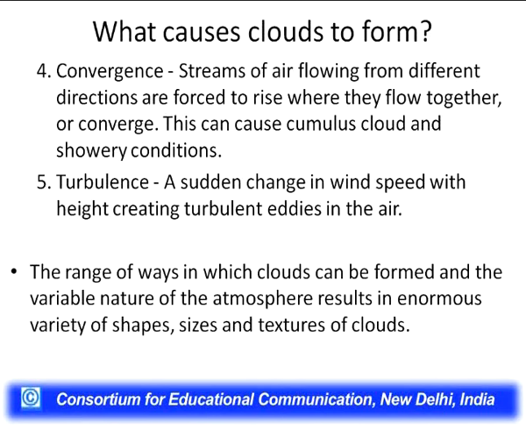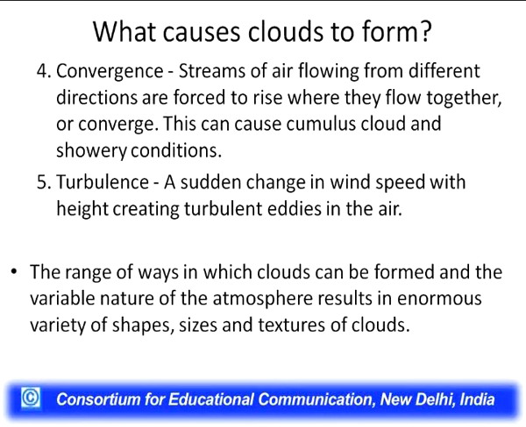The fourth one is convergence. What happens? Streams of air flowing from different directions are forced to rise where they flow together or converge. This can cause cumulus cloud and showery conditions. We will discuss it later on. If streams of air from different directions come to one point, after colliding and getting in touch with each other, the air coming from different directions will start flowing up and up. This is how the upward movement of air is achieved, and as soon as it reaches the level of condensation, condensation will begin, provided the CCN is there.